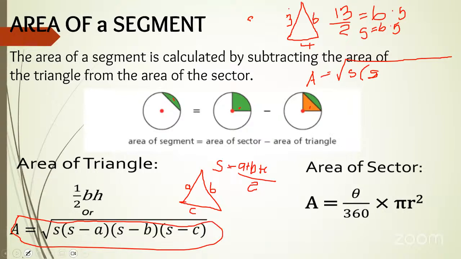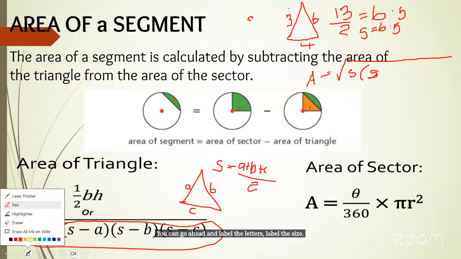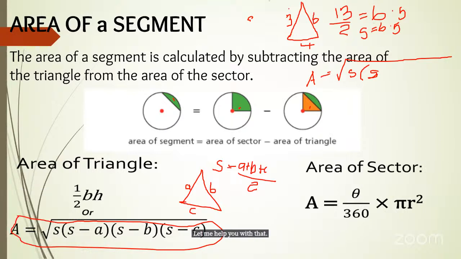You can go ahead and label the sides. Let me help you with that. A, B, and C. Oh boy, look how my B and my 6 look the same. So side A is 3 units, side B is 6 units, and side C is 4 units. Go ahead and substitute for me and tell me what you get.